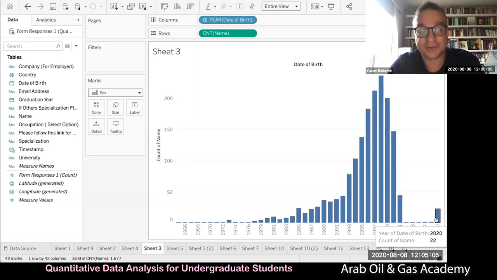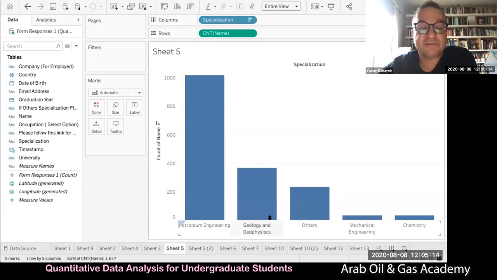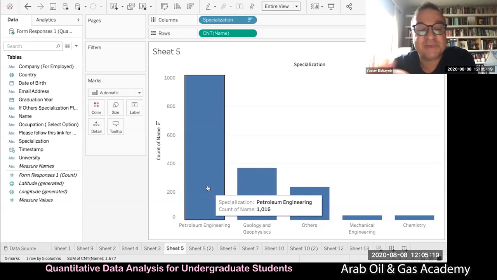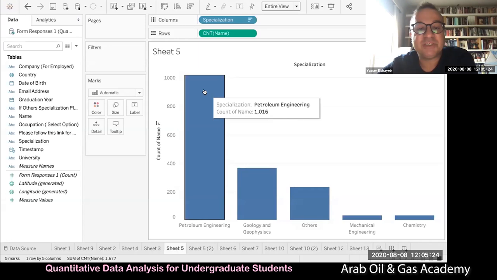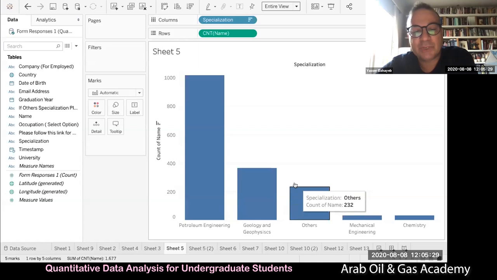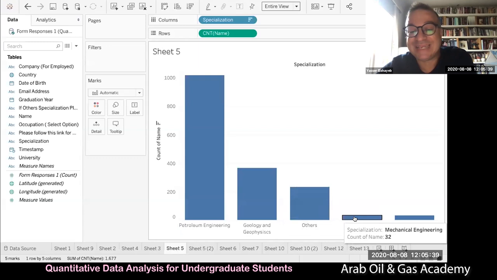Usually you have some errors like those ones, but we will speak about this afterwards. Specialization: most of the people here come from petroleum or petroleum-related specializations. So we have more than 1,000 people coming from a petroleum engineering specialization, followed by geology and geophysics, which is also related to petroleum. We can call it earth science in general. Then we have 232 people who have declared themselves as others: not geology, not petroleum, not mechanical, not chemistry.